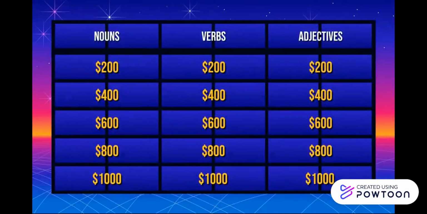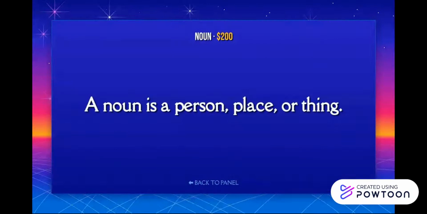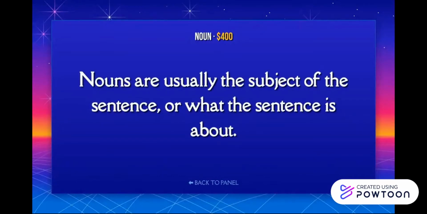Our categories are nouns, verbs, and adjectives. First, a little bit about our categories. A noun is a person, place, or thing. Nouns are usually the subject of a sentence, or what the sentence is about.